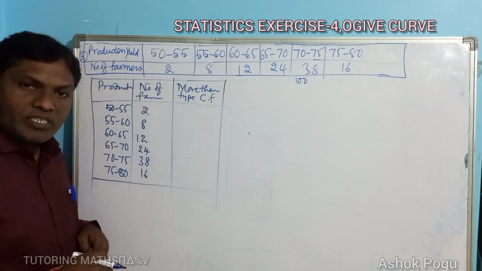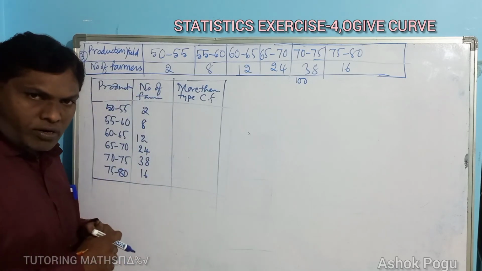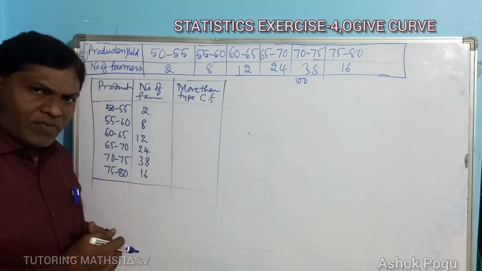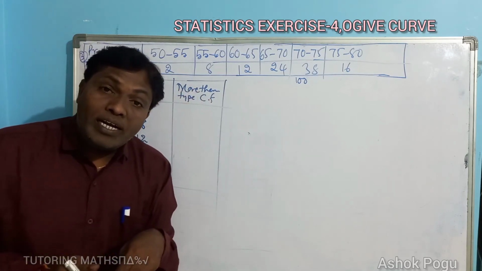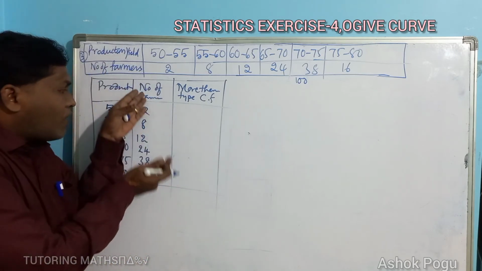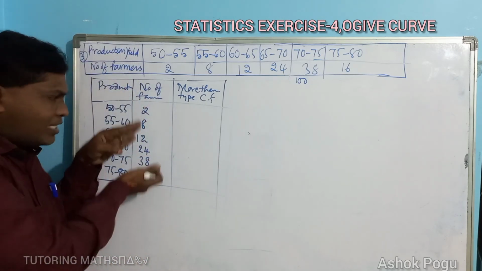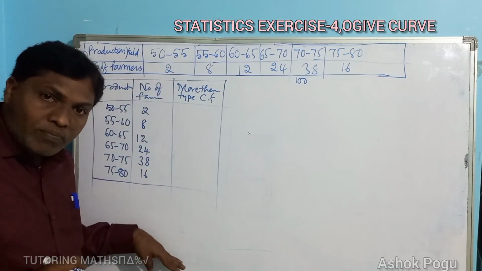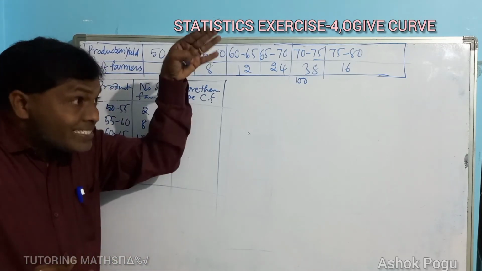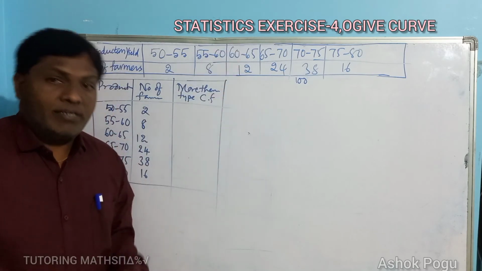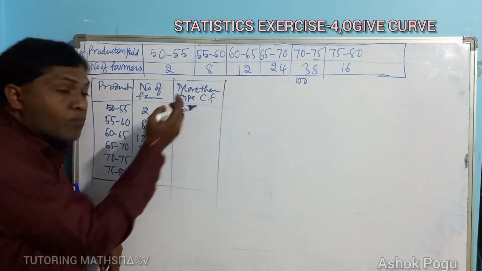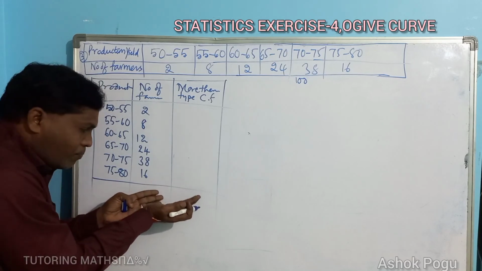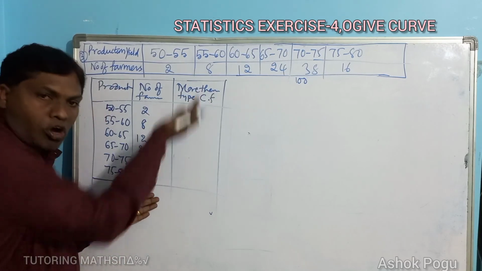Total number of farmers are 100. And now more than type cumulative frequency. In less than type cumulative frequency, we find the cumulation, which is nothing but summation of the values one by one from top to bottom. That is also called ascending order type. But now more than means you have to start the summation from bottom to top.